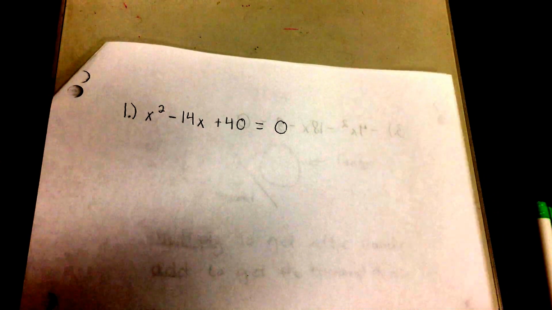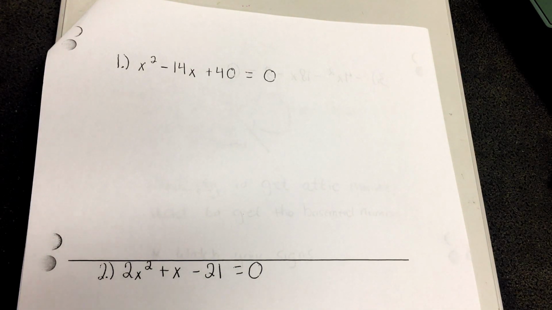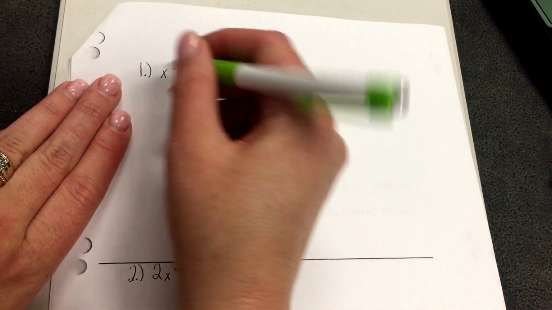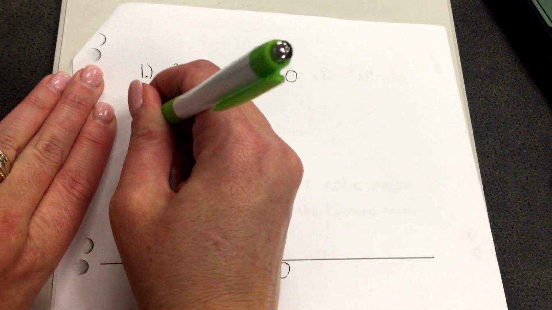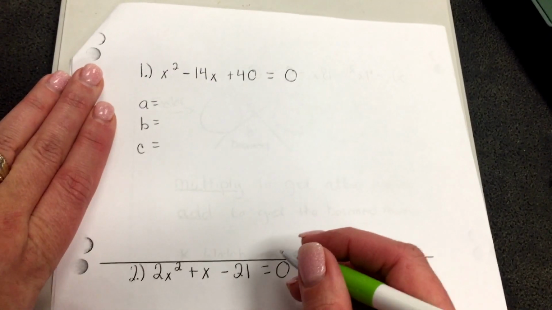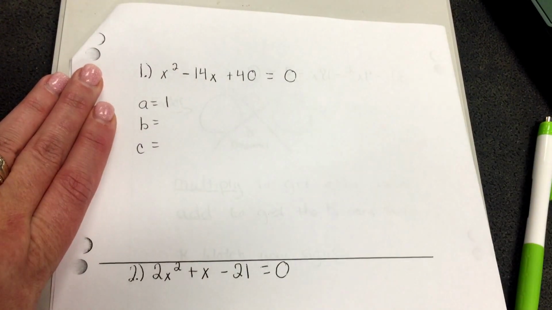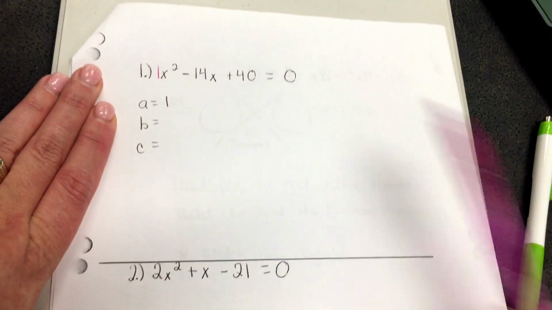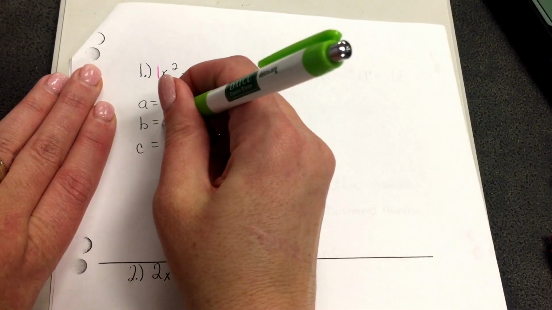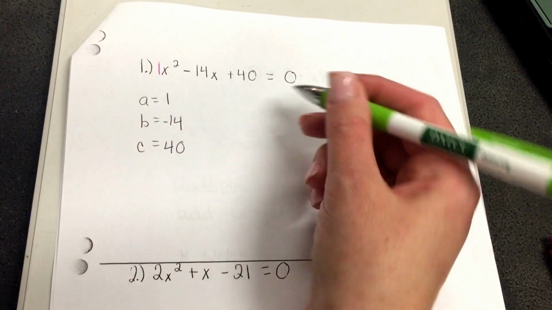The first problem on your notes says x squared minus 14x plus 40 equals 0. So the first thing we're going to do is list out A, B, and C. The value of A is 1 because remember, there's always this imaginary 1 up front. The value of B is negative 14 and the value of C is 40.